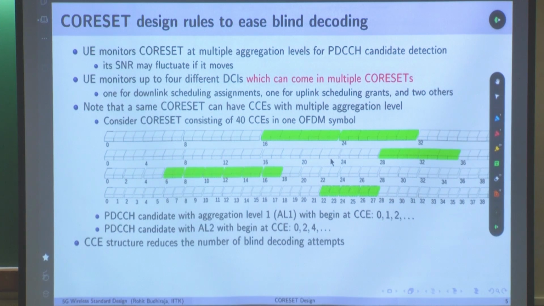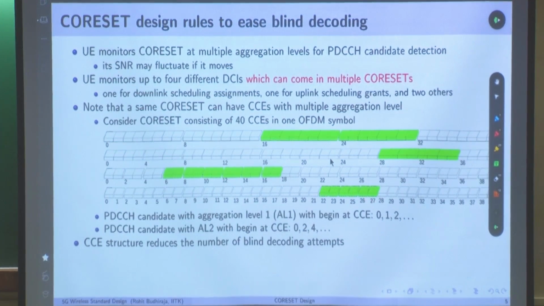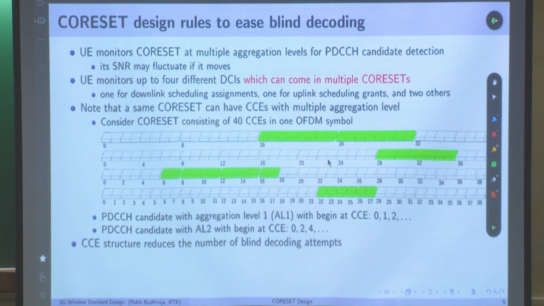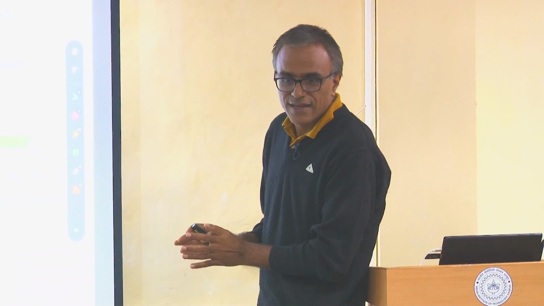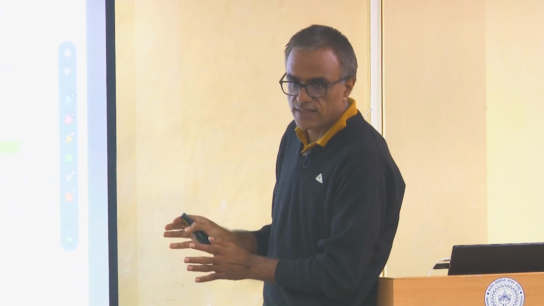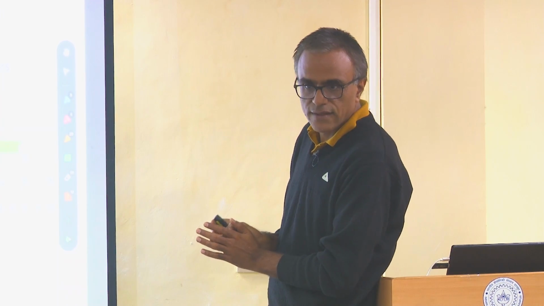So what will a user do? In the same symbol, it will start searching from here at aggregation level 1. If the PDCCH is coming here, it will be fine, if it has been told to monitor only one. Otherwise it will have to monitor others also, and that is the point I was making here. It can monitor up to 4 different DCIs.